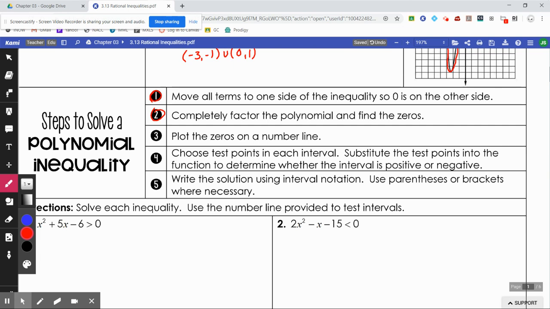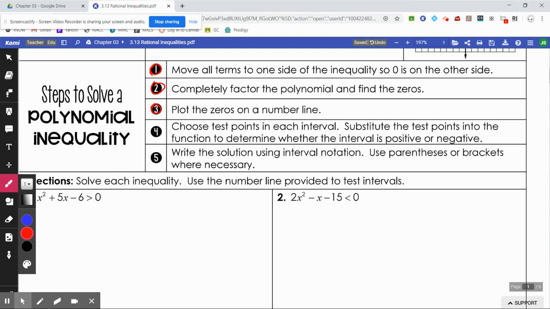We're going to find its zeros. Step number 3, we're going to plot the zeros on a number line. And let me explain why we're doing this. When you're dealing with a polynomial, those zeros are where you go from above to below the x-axis, or from below to above the x-axis. There is nowhere else that you can cross from above to below or below to above. So therefore, if we can find those, that's going to tell us where my inequality goes from above to below or below to above.